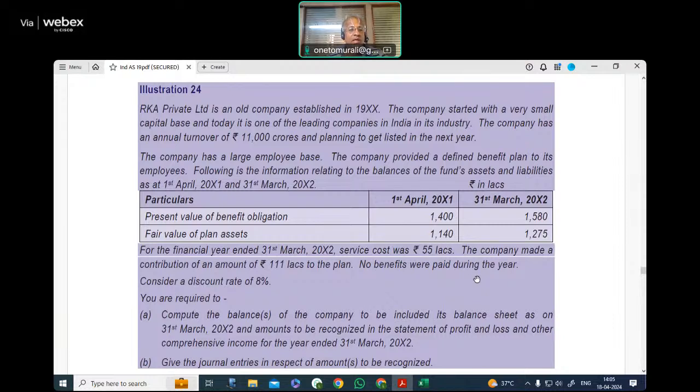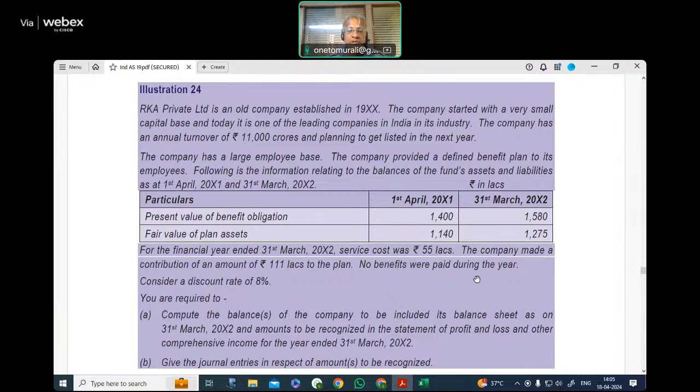Illustration number 24: RKA Private Limited is an old company established in 19XX. They are not ready to tell by what point of time. The company started with a very small capital base and today it is one of the leading companies in India in its industry. The company has an annual turnover of rupees 11,000 crores and is planning to get listed next year. The company has a large employee base. The company provided a defined benefit plan to its employees.